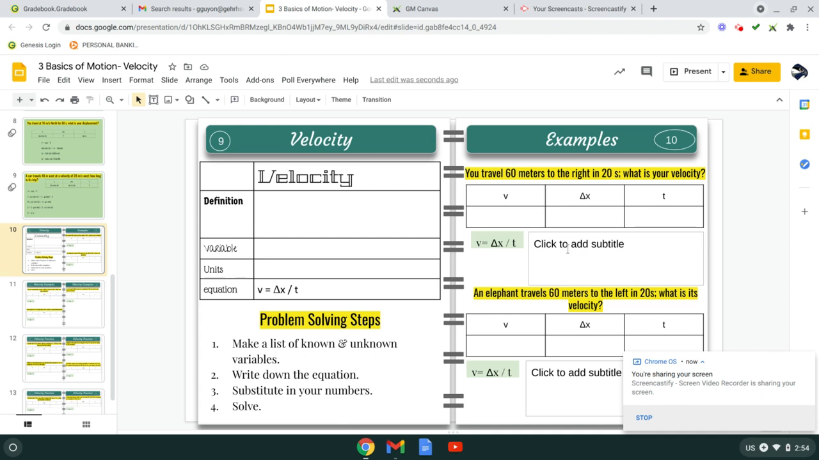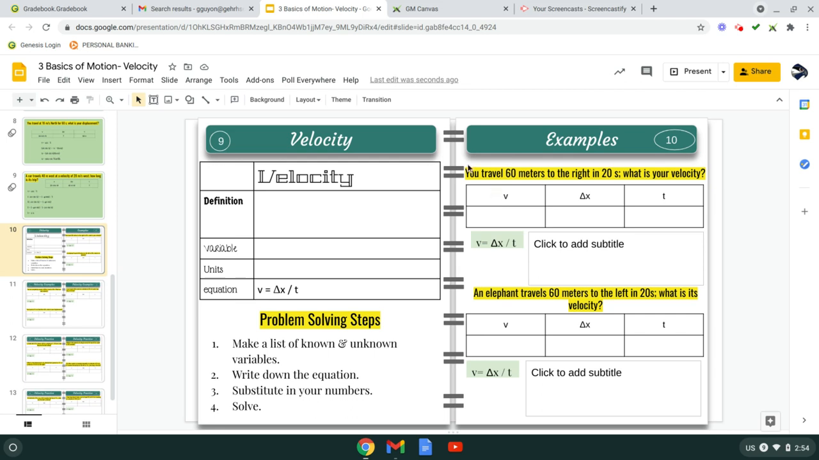Okay, so I'm going to show you how to do the examples using Graspable Math. We set it up for you for the same example, so you can go and follow through on that as well. And then we'll have some set up for the problems as well. With any of the problems, here are some problem-solving steps: make a list of known and unknown variables, write down the equation, substitute your numbers, and solve.